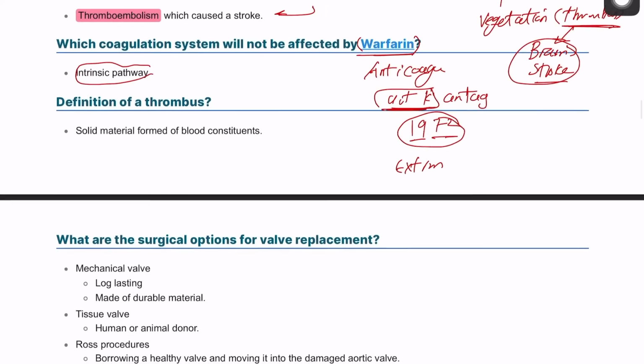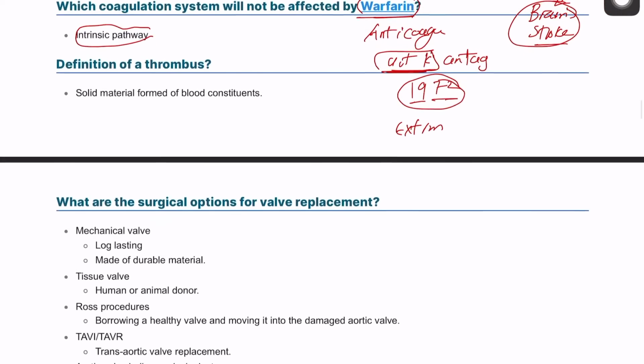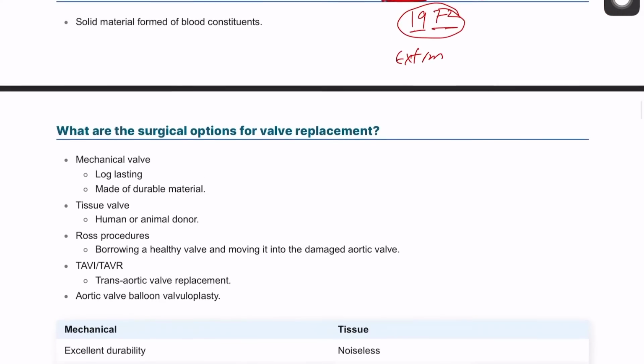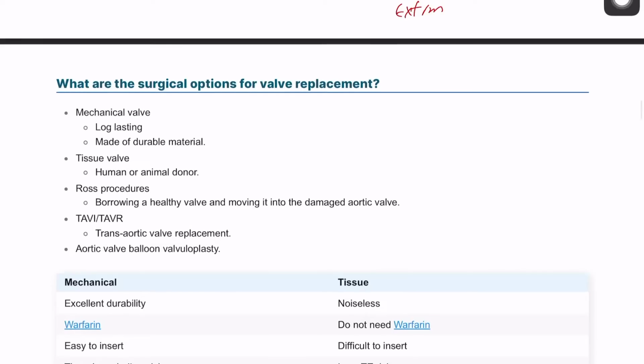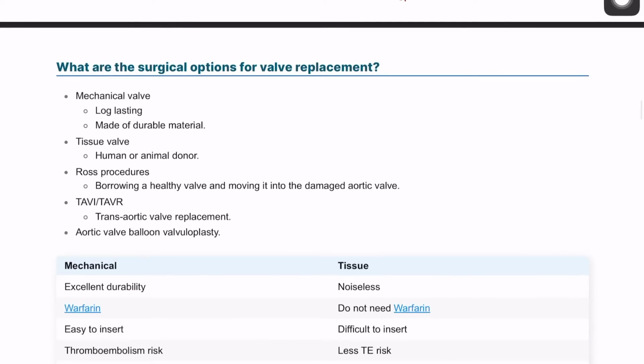A thrombus is a solid material formed of blood constituents. The surgical options for valve replacement: we have whether you can use a mechanical valve.